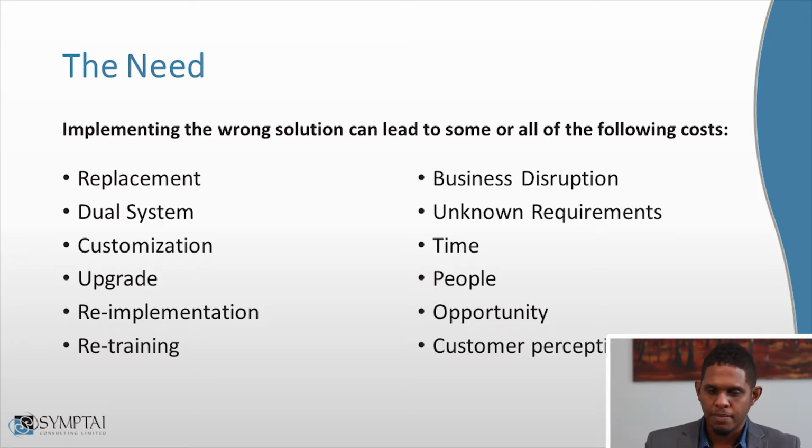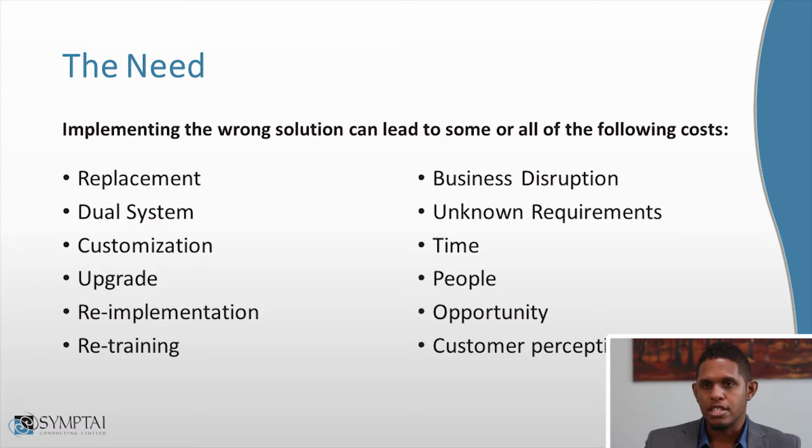So just to highlight some of the costs that we see here on the screen, one of the first ones that comes to mind is replacement cost. What is the cost to actually replace the system after you've implemented it? So you're talking about both the cost of implementing your current system as well as replacing it when you realize that it's not the right system for you.